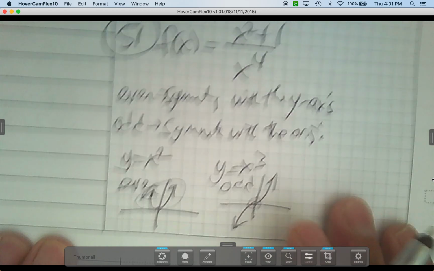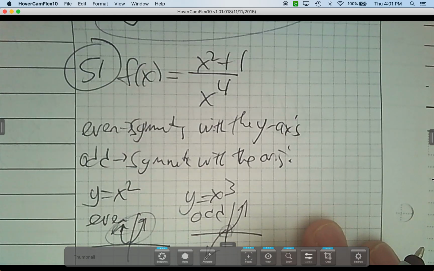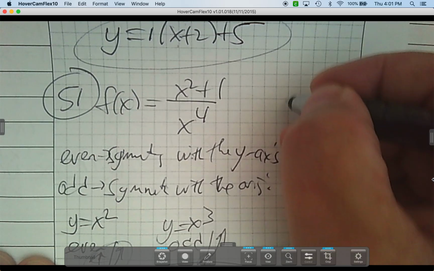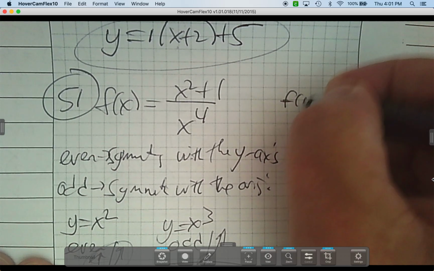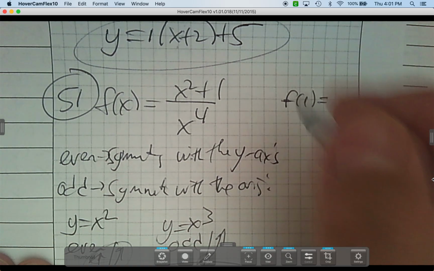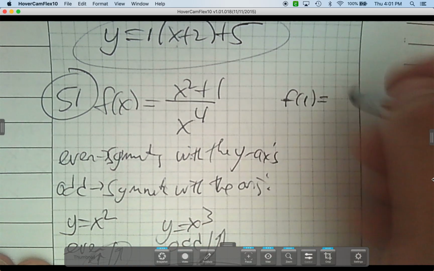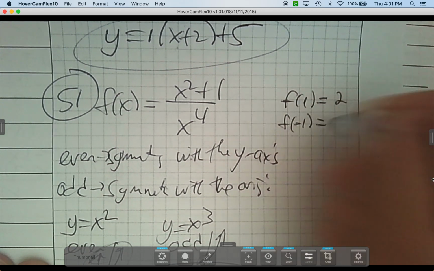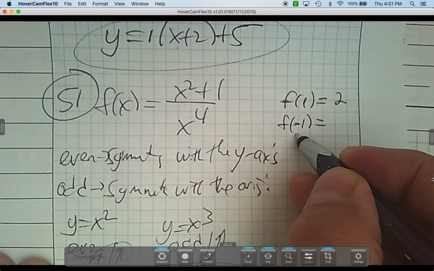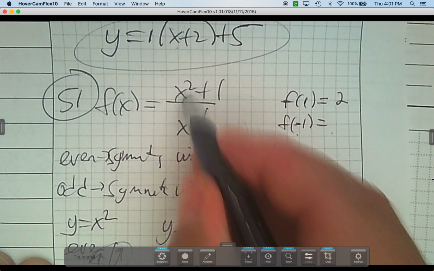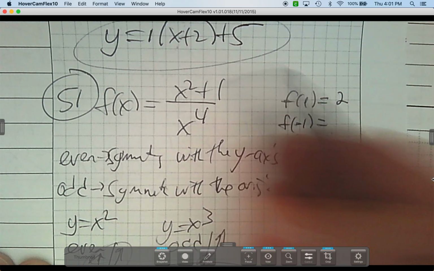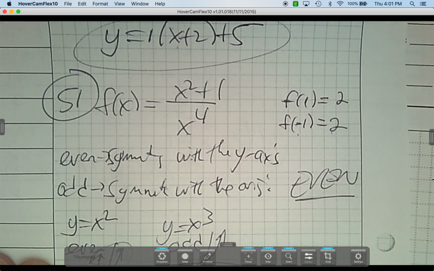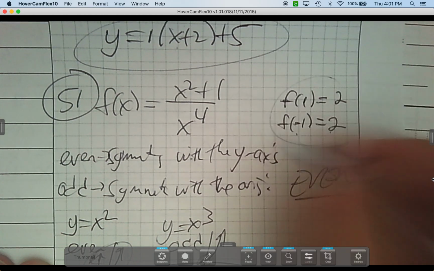But there's another way to tell when it's something not so obvious, and that's that you can substitute in. So let's say I choose to substitute in positive 1 and see what the answer is. If I plug in positive 1, the answer is 2 over 1, or 2. Now what would happen if I plug in the opposite of that, negative 1? Will I get the same answer? So if I plug in negative 1, all the even exponents make the answer exactly the same. This is an even function. That's just a quick test to see.